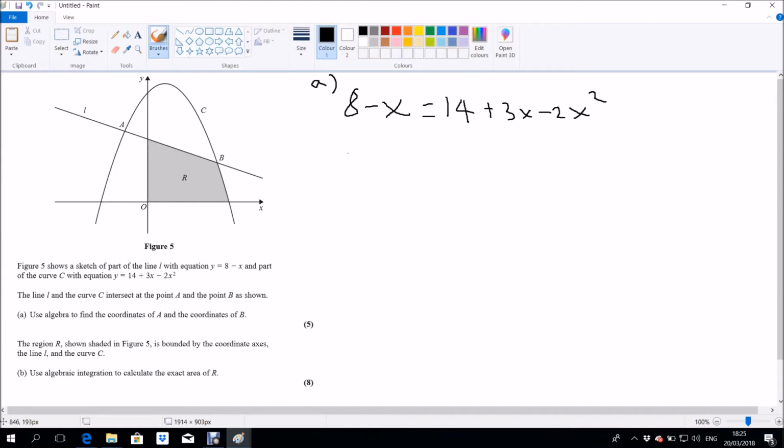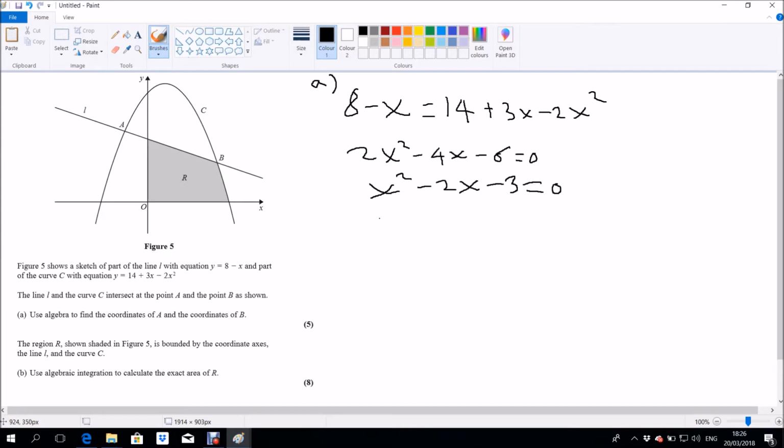Now just collect terms, so 2x squared, minus 1 minus 3x is simply minus 4x. 8 minus 14 is minus 6. I'm just going to set that equal to 0. Now I'm going to divide everything by 2, which should give me x squared minus 2x minus 3.